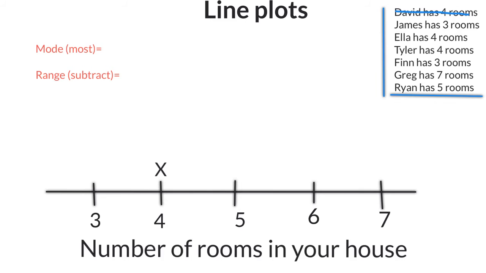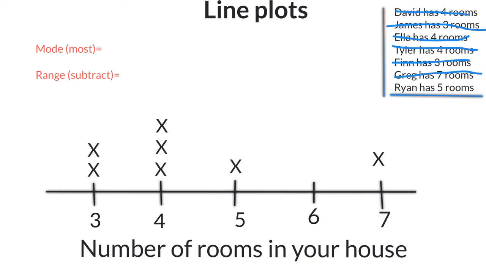James has 3 rooms. His x goes above the 3. Ella has 4 rooms. Her x goes above the 4. Tyler has 4 rooms. So once again, continue stacking those on top of each other. Finn has 3 rooms. Greg has 7 rooms. And finally, Ryan has 5 rooms.